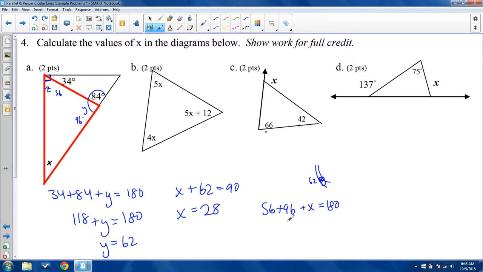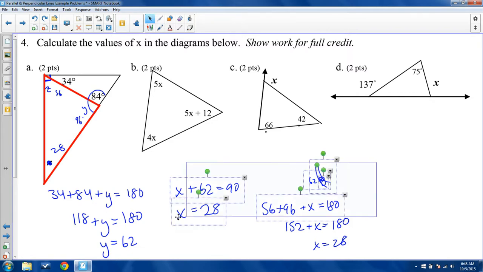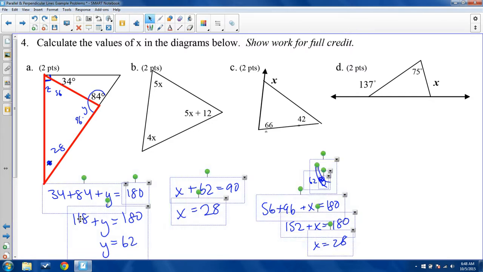And you'll get the same stuff here. 56 plus 96 is 152, where x now equals 28. So those are two different ways to solve that problem there. And there might be more, but those are the most convenient for me. Let me erase that work.